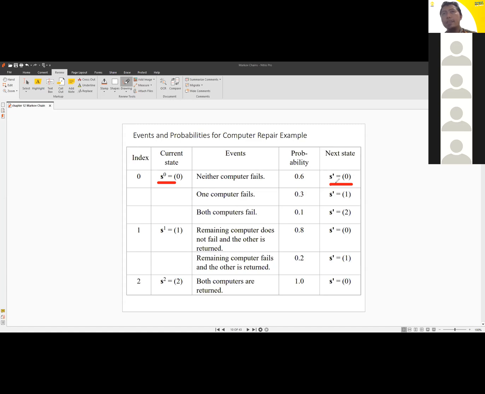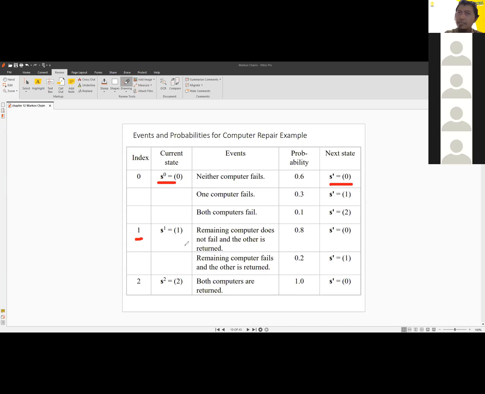Yeah. And then one computer fail means that in the evening only one computer works, so the next day follows the second state, I mean the first index. First index defines that the remaining computer does not fail and the other is returned, or the remaining computer fails and the other is returned.